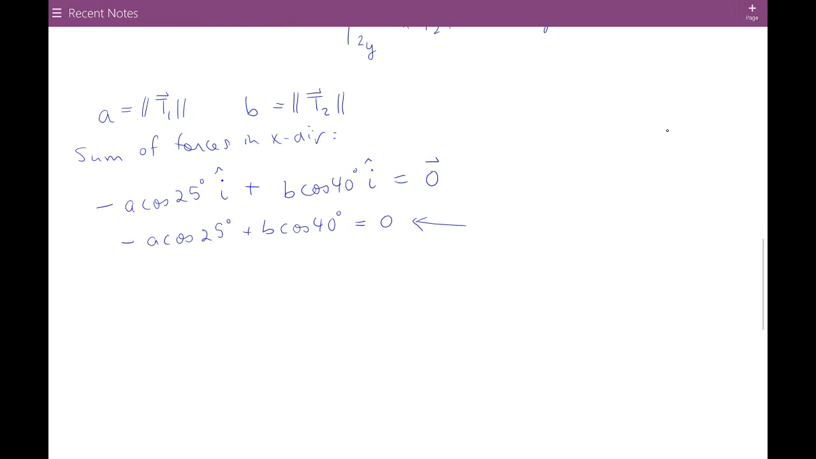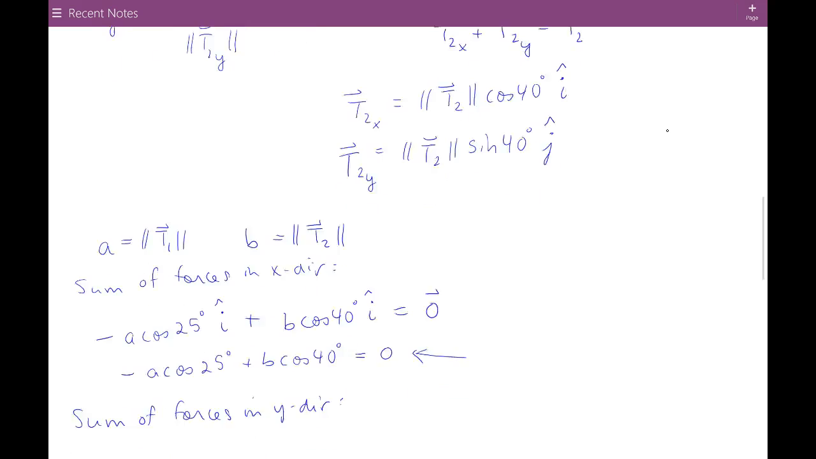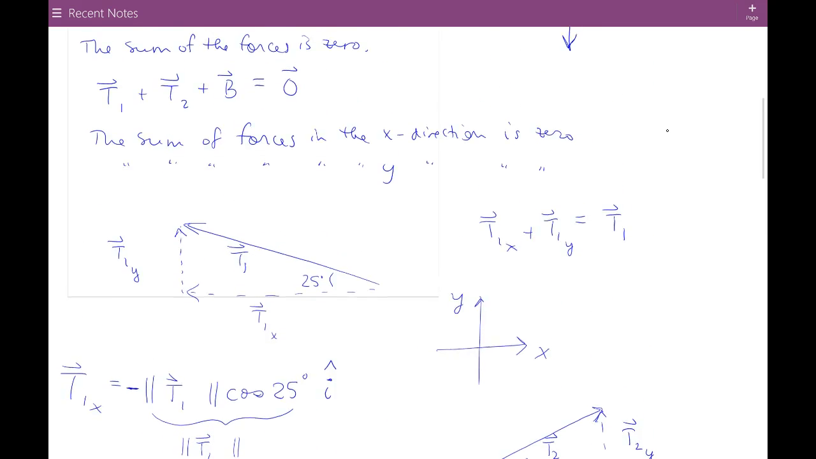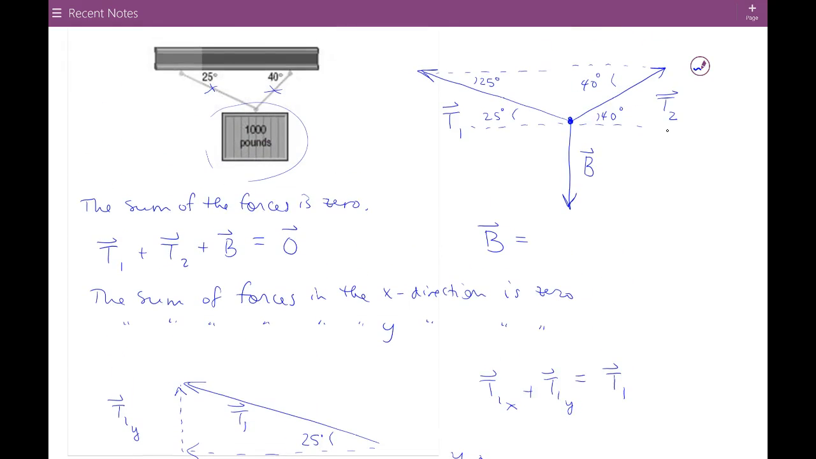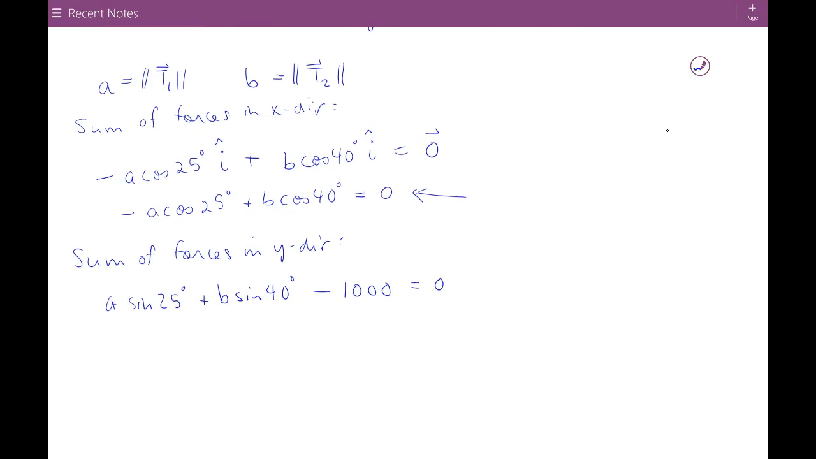Okay, then we're going to do the sum of the forces in the y direction. And so we have, for T1y, A sine 25 degrees plus B sine 40 degrees. Now we have minus 1,000 for the weight of the box, which is pointing downward. So if we go back up here and write vector B as a vector, we'd say it's negative 1,000 j hat, because it's pointing downward. So I went right to components this time and didn't put all the j hats and then remove them, because that's just going to simplify things.